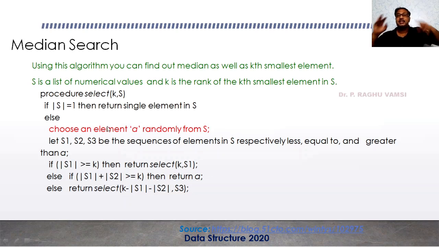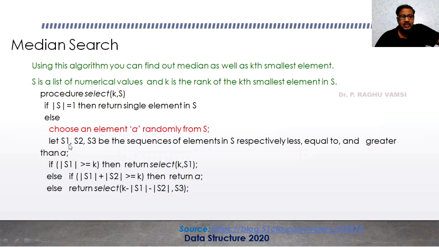That means if S consists of 10 elements, choose one element randomly. It may be the sixth element, the seventh element, the fourth element, or whichever. Let S1, S2, S3 be the sequences of elements in S respectively. Now S will be divided into three subsets: S1, S2, S3.